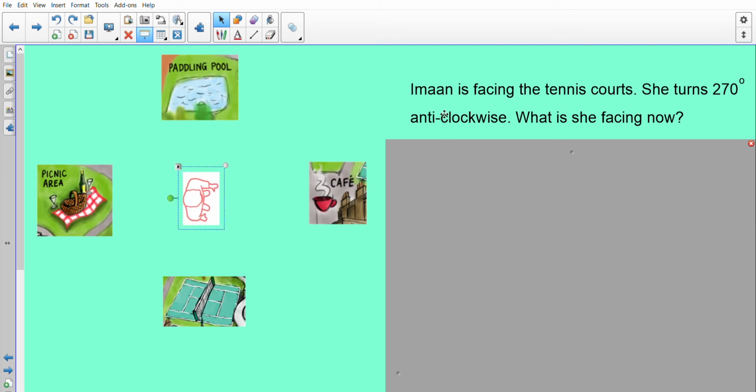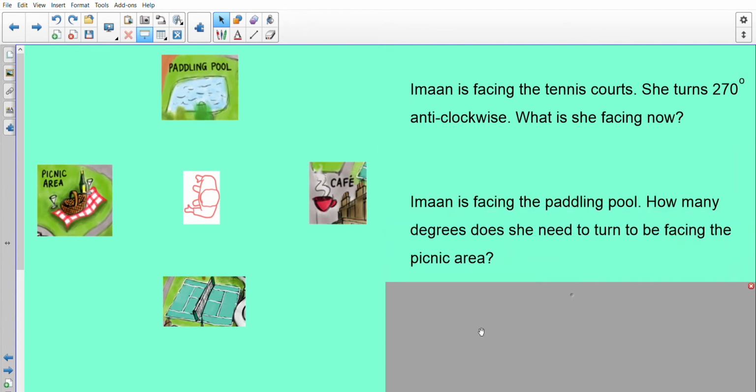Oh, I've just misread that. It's anti-clockwise. Let's start that again. I'm sure some of you are screaming that out of the video. Let's try that again. So she is facing the tennis courts. She turns 270 degrees anti-clockwise. So that means the opposite way that the clock goes around. So let's try that again. 90 degrees, 180 degrees, 270 degrees. She is facing the picnic area. Sorry for that. Always read the question.